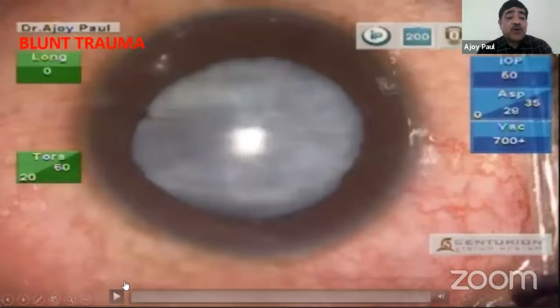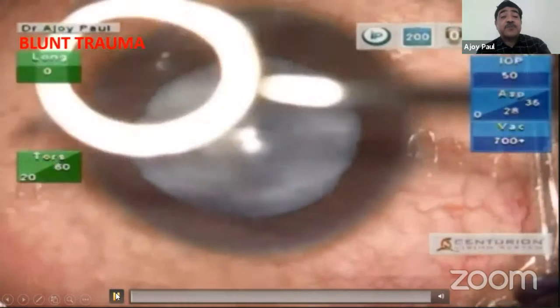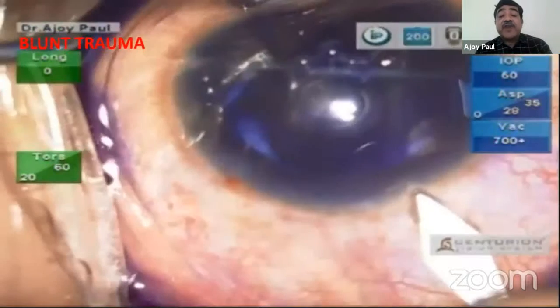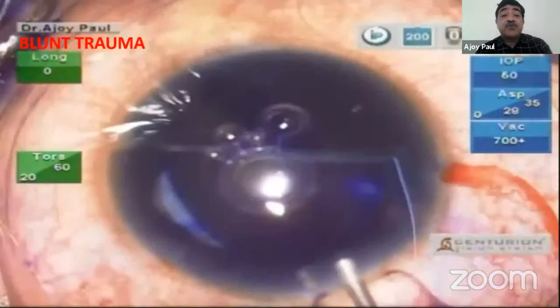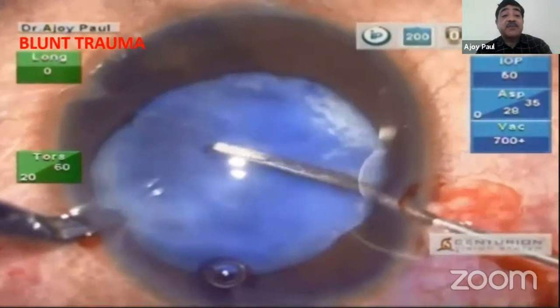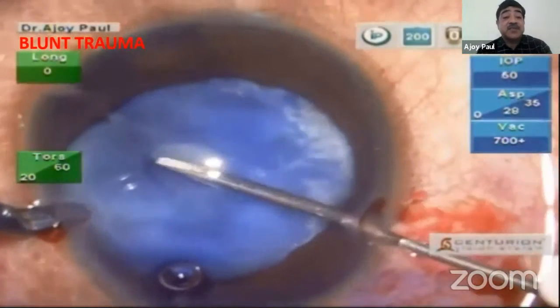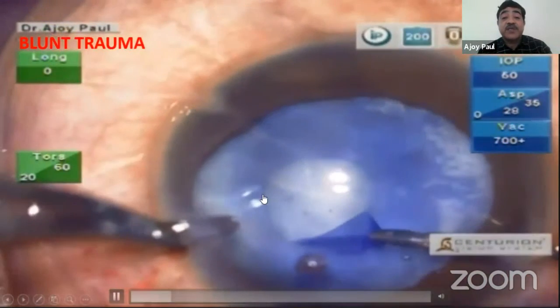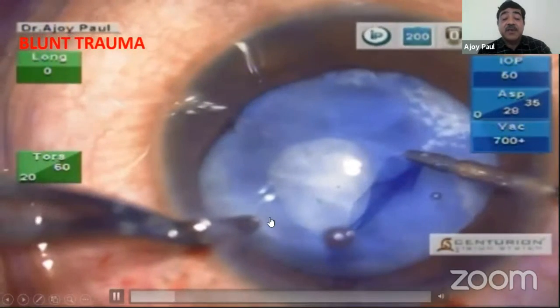Now, this is a blunt trauma. Well, I knew it from the patient's record before the cataract. This is a young child, 8 years old, who came to us with a total cataract, which showed that 6 months back he had taken a picture where there was a pre-existing tear. As you can see, through this white cataract, I could see this horizontal line.